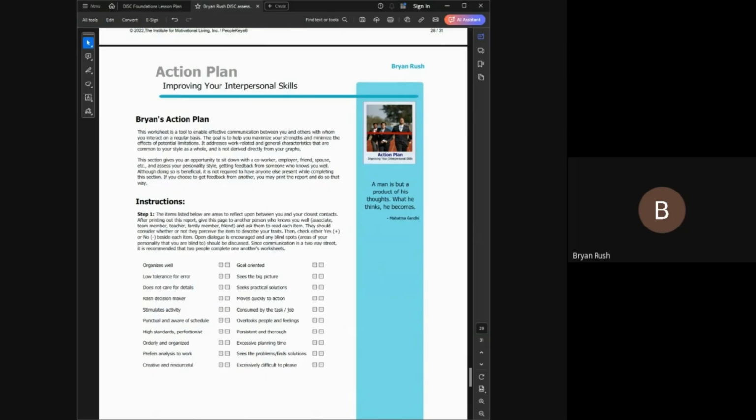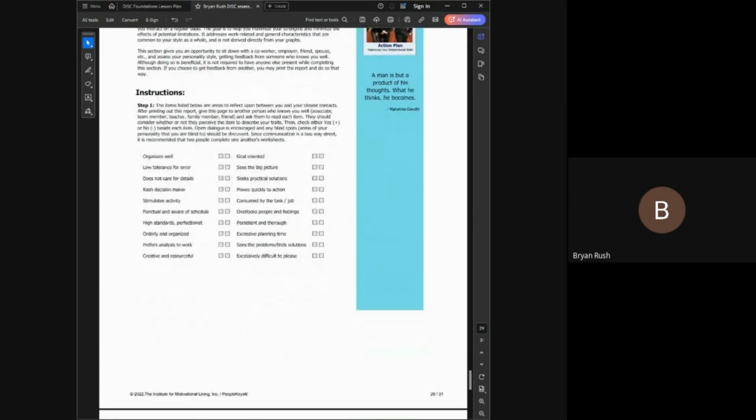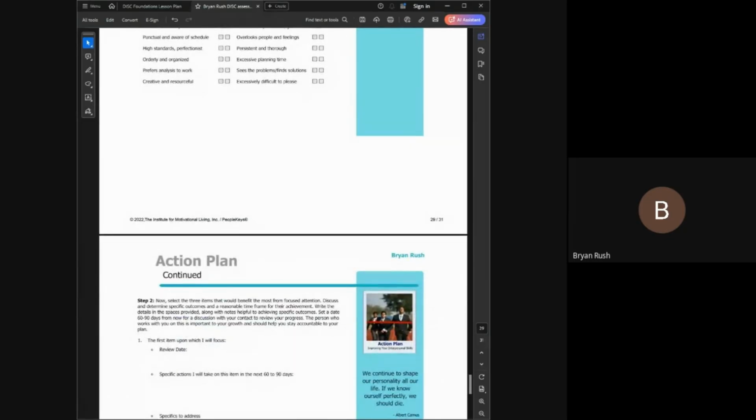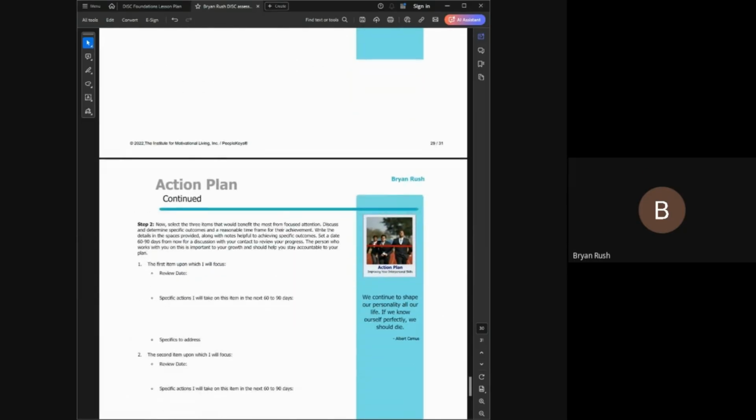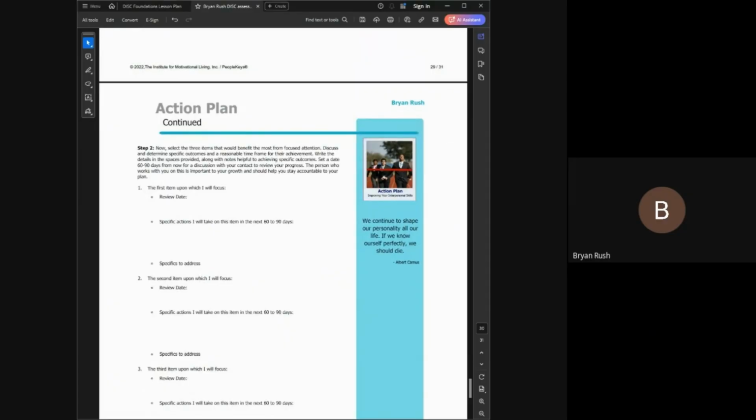It is one thing to perceive yourself in a certain way. It is another thing to get confirmation by other people. Either you're accurate or you may have a blind spot in how you thought you were showing up to your team. So this is what tells us what we need to work on moving forward. So once we identify those, we have page 30 where you can write down the first item upon which I will focus is, and then you fill in the blank. And then you set a review date.